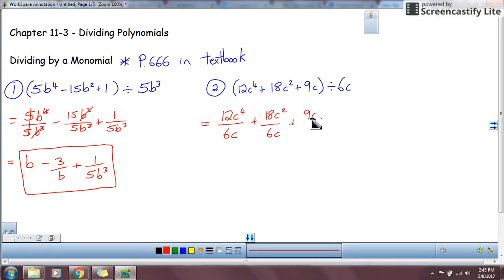Okay, the second example here, same thing. So you would have 12c to the power of 4 divided by 6c, 18c squared divided by 6c, and 9c divided by 6c. 12 divided by 6 is 2. 4 minus 1 is 3. So we have 2c to the power of 3. Or in other words, this 1c cancels out with one of these.